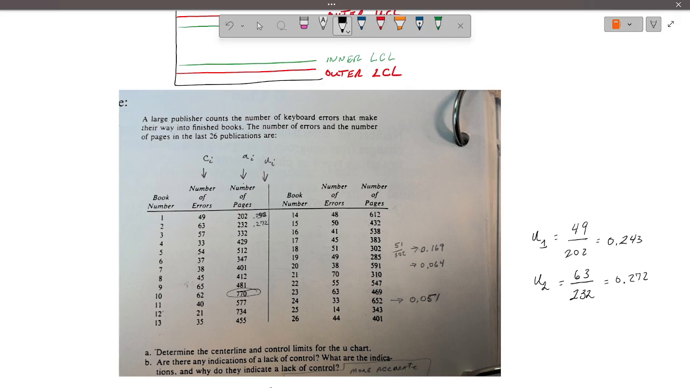Okay. So the U_i is the average value of defects per page. Okay. So we have 49 errors on 202 pages. Okay. So how many errors per page? And that's the U_i bit.